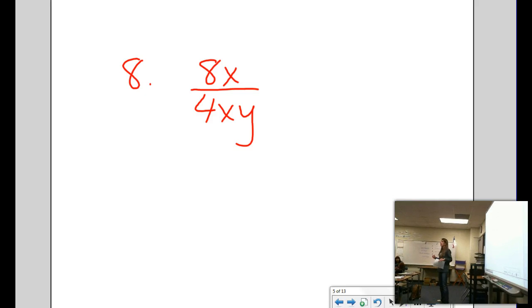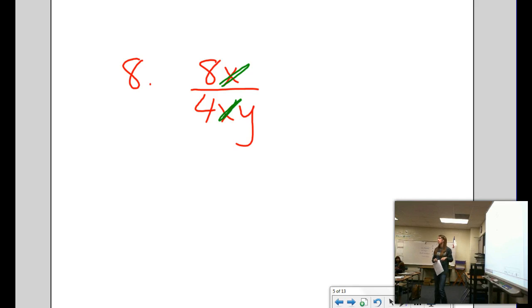No. So that means we are allowed to cancel things. We have permission, we have the go-ahead, you may cancel things. Do you see anything in the numerator that's identical to something in the denominator? X. Yep. So they cancel. X to the 1 and x to the 1. X divided by x is just 1. They cancel.